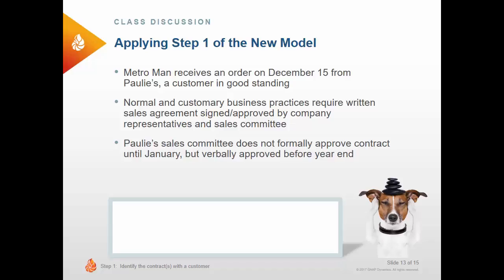Authorized representatives from both Metroman and Polly's have signed the agreement. However, the sales committee for Polly's is currently on a mancation and will not be able to formally approve the order and sign the agreement until January. However, they did verbally approve the contract on a phone call. Due to the size of the order and their existing relationship with Polly's, Metroman decides to ship the man bags the last week in December. The man bags arrive at Polly's prior to year-end, December 31st.